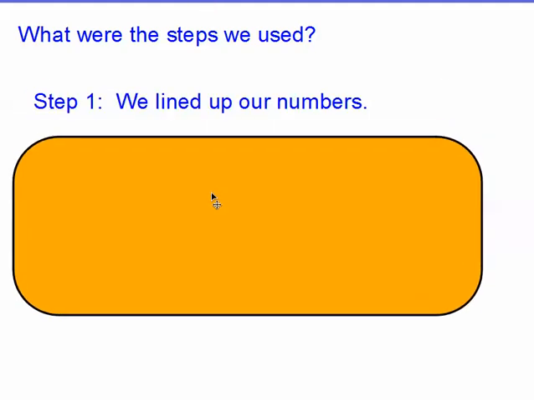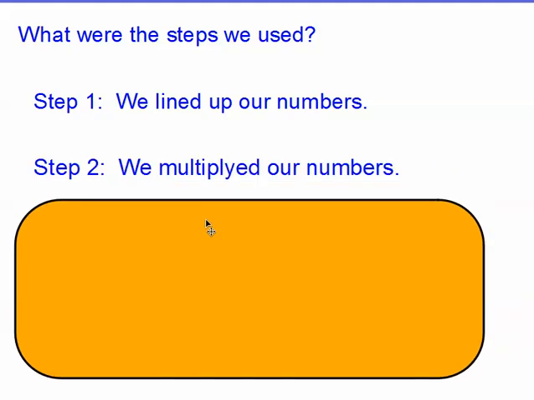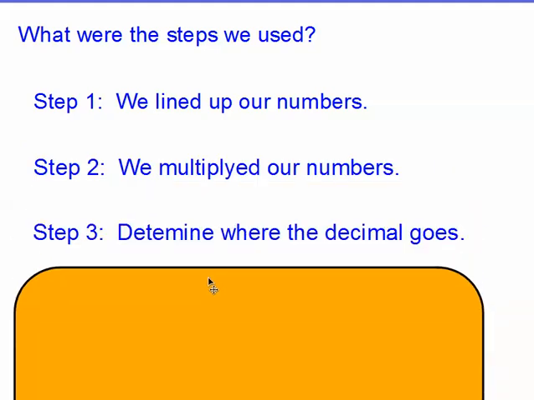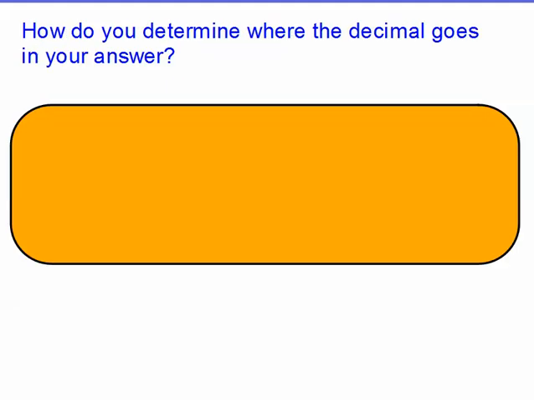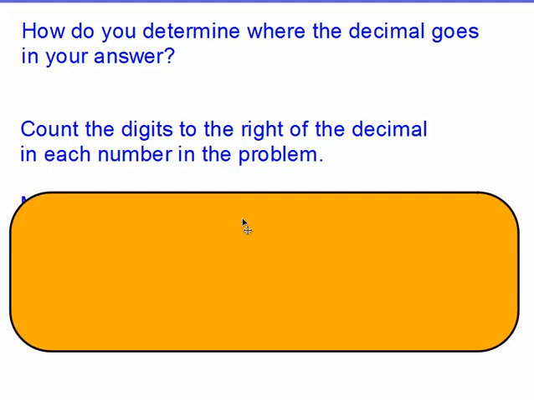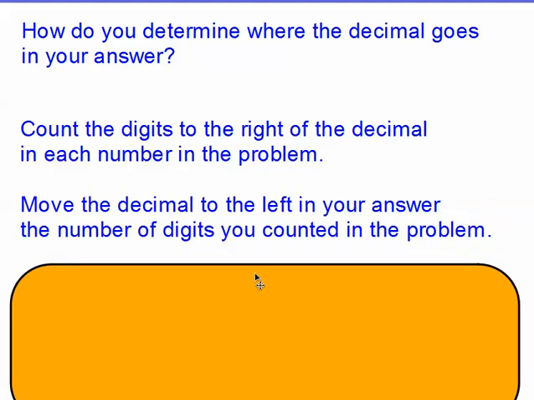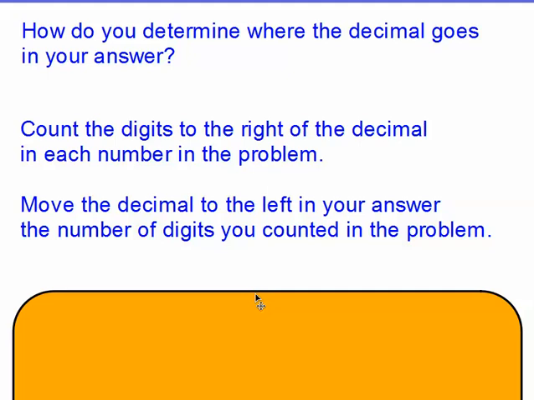So really, what are the steps that we've used so far to multiply decimals? Well, the first thing is we line up our numbers. We don't line up our decimals, we line up our numbers. We multiply our numbers, and then we determine where the decimal goes. Well, how do I do that? How do I determine where the decimal goes in my answer? Well, I count the digits to the right of the decimal in each number in the problem, and then I move the decimal to the left in my answer, the number of digits you counted in the problem.